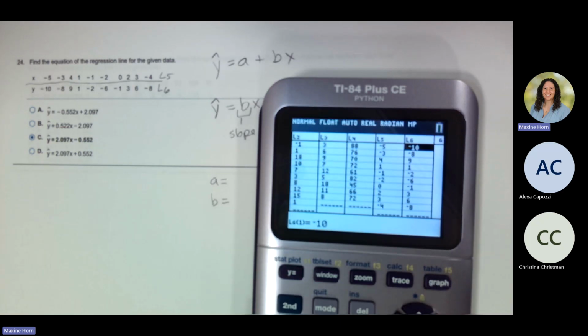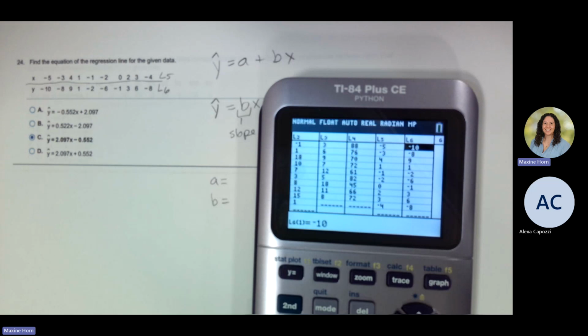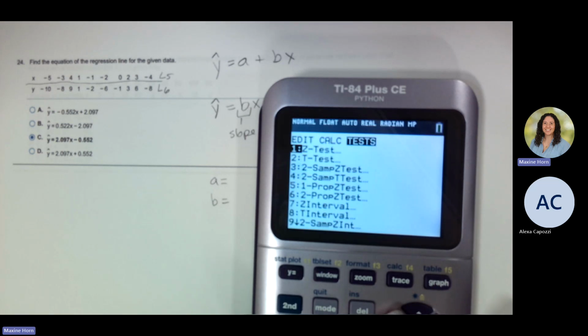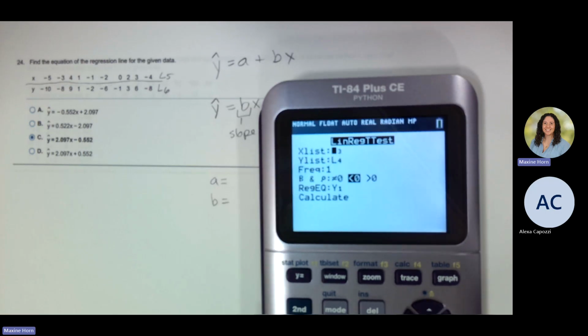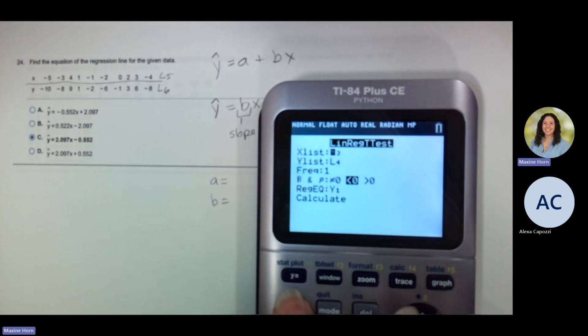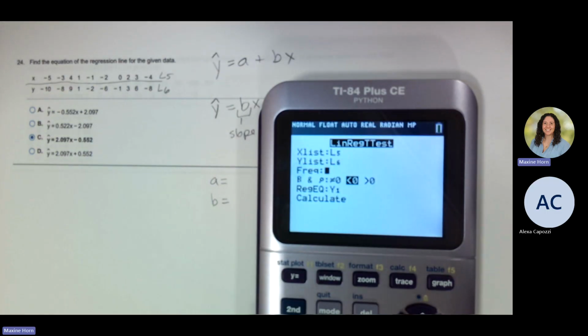Okay, so now we're going to go to Stat, we're going to go over to Tests, and we're going to go down to F, right? We can either scroll down or I'm going to scroll up because F is near the bottom: LinRegTTest. Now, if you've put it into L1 and L2, then you'll make sure that that says L1 and L2. I'm going to put mine as L5 and L6 because that's where mine are located. Frequency, you leave it at 1. Leave this alone. You can have that as Y1 if you want, and then Calculate.